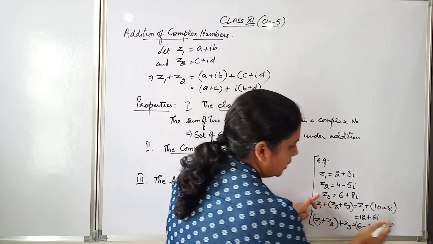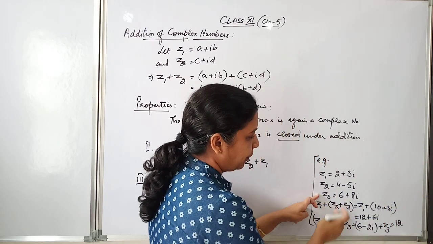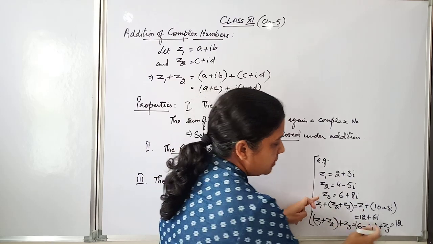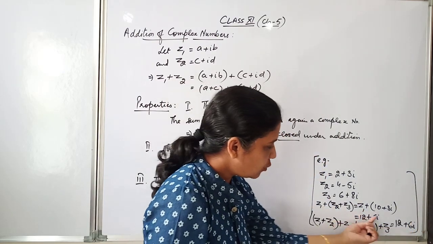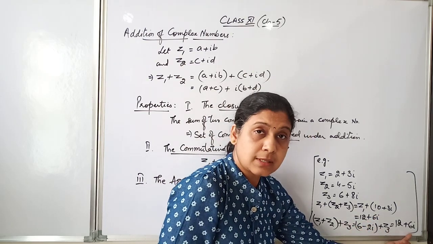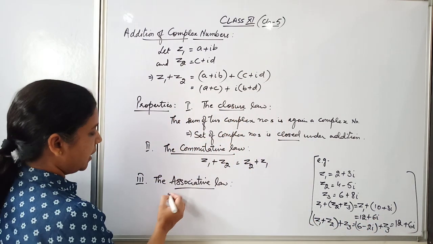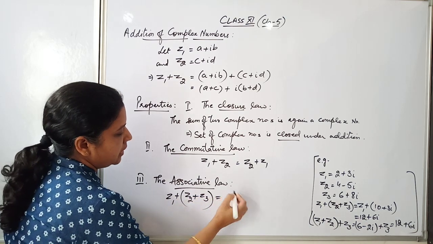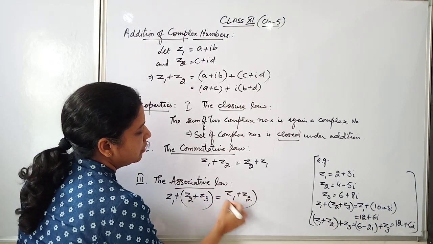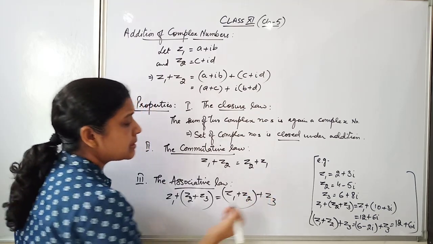6 plus 6, the real part, is 12. Plus 8 iota minus 2 iota gives us plus 6 iota. So you can see 12 plus 6 iota is equal to 12 plus 6 iota. It means I can write Z1 plus Z2 plus Z3 is equal to Z1 plus Z2 plus Z3.